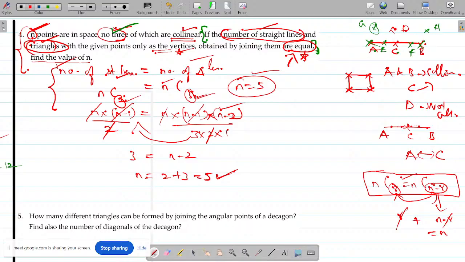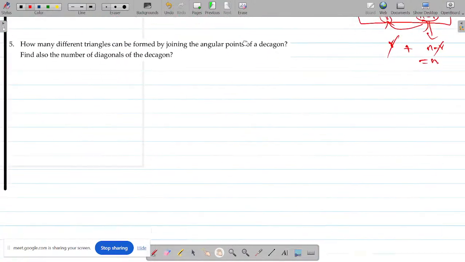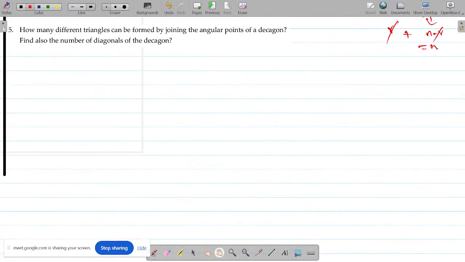Shall I go for the next problem, Tom? Fifth one. Fifth one is also a different problem. Shall I carry on? How many different triangles can be formed by joining the angular points of a decagon?